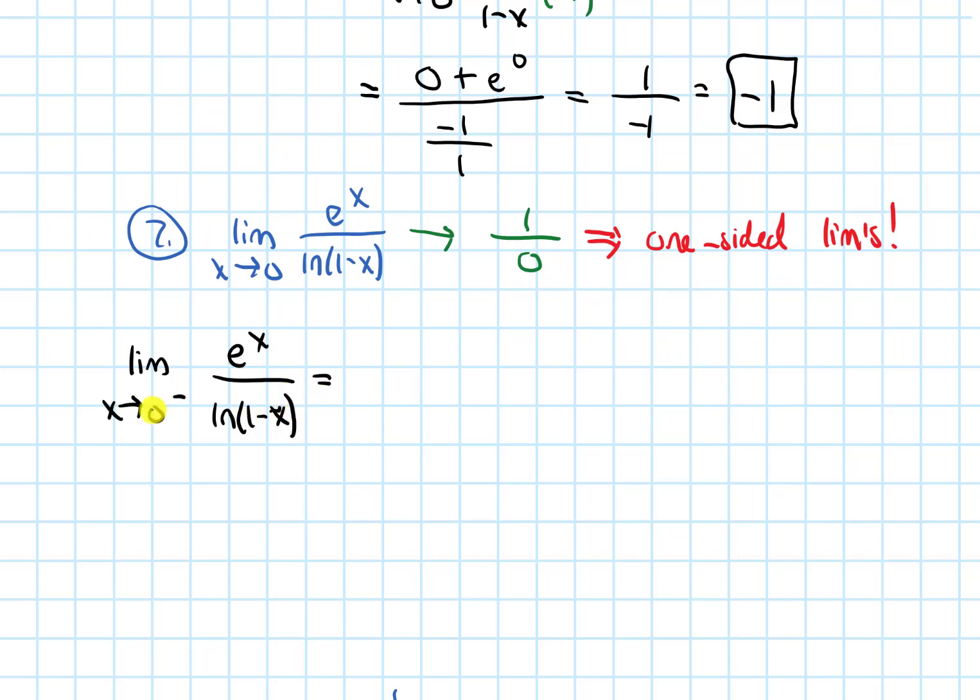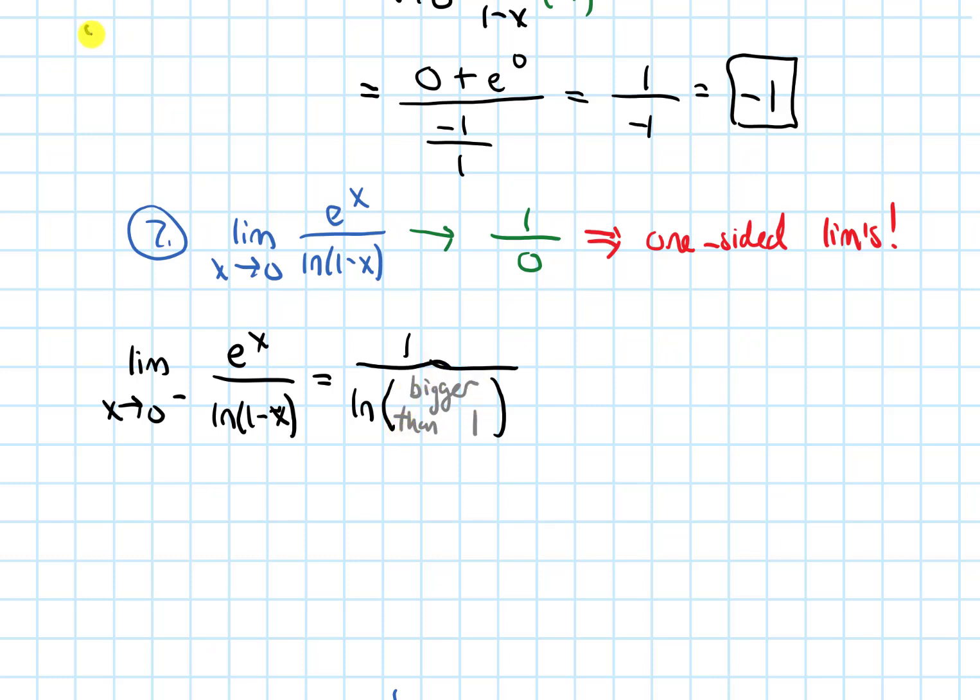And there's no issue with plugging in 0 straight up into the top, which gives me 1. On the bottom, I have to be more careful about it. I'll have ln, and I've got to be careful about what type of number I'm plugging in. Because x is approaching 0 from the left, that means x is a little bit less than 0. Think about something like negative 0.1. That's going to make 1 minus x be a little bit bigger than 1. Okay, but it's going to be getting very close to 1.